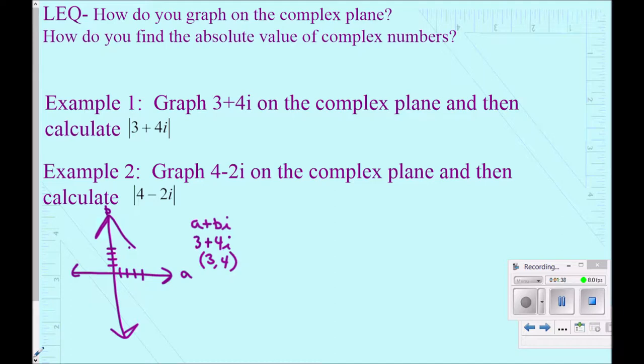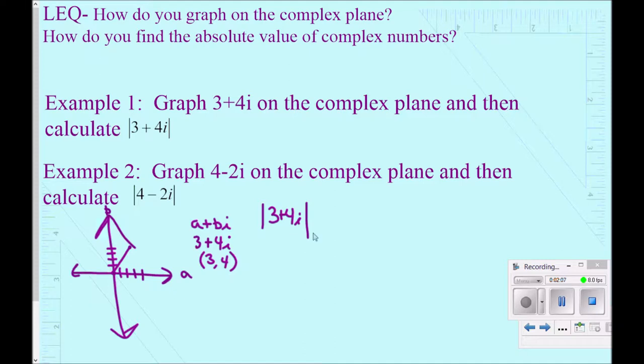Okay, so that's the first part of this problem. Example 1 says graph it. That is graphing on the complex plane. The second part is talking about the absolute value of 3 plus 4i. First of all, what does that mean? What that means is that we're going to figure out what the distance is between that point on the complex plane and (0, 0). So in order to do that, I'm going to draw a line segment connecting (0, 0) with that point (3, 4).